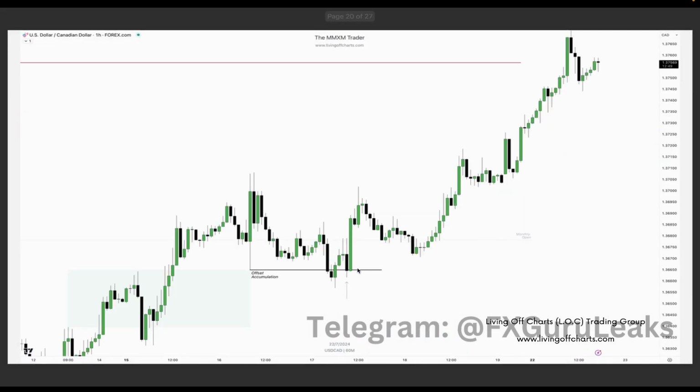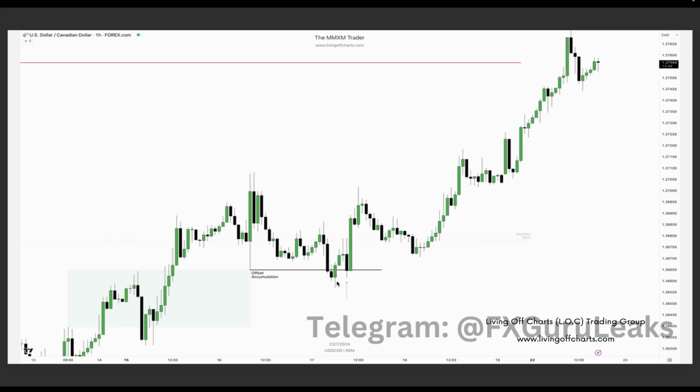Zooming into the 1 hour here, that offset accumulation takes place. We see a slight move higher and we start calling longs here. These longs here were called by OT in the live stream right here as it was printing live. High probability here as we're in a reaccumulation phase on the monthly, weekly and daily.